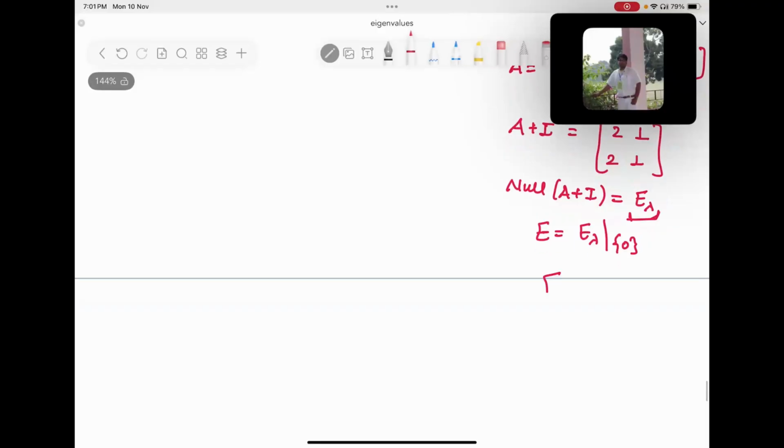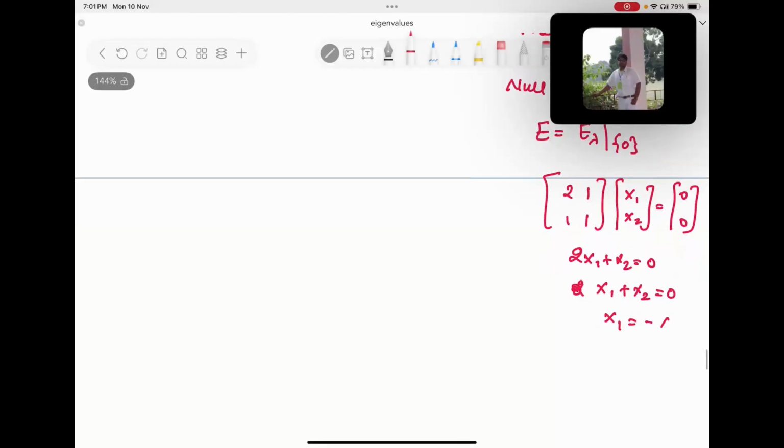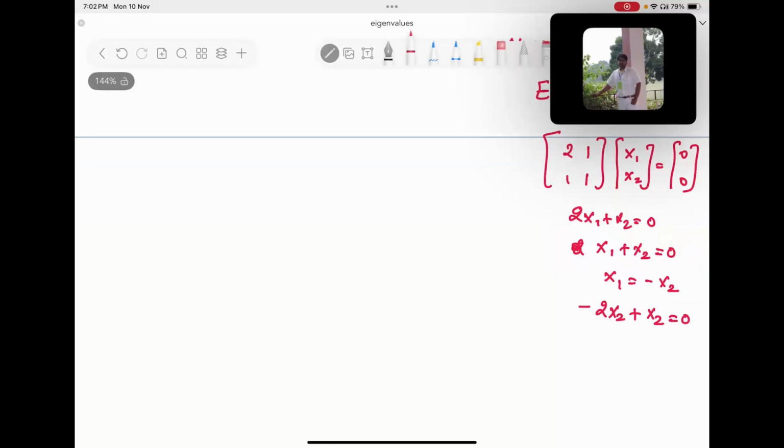Right. So how will you calculate? Just 2 1 1 1 times x1 x2, you want to calculate the null space, equal to 0 0. So 2x1 plus x2 is equal to 0, and x1 plus x2 is equal to 0. So it will be x1 equals minus x2. If you put x1 equals minus x2, you will get minus 2 x2 plus x2 equals 0. So you will have x2 equals 0. Something wrong we have done.